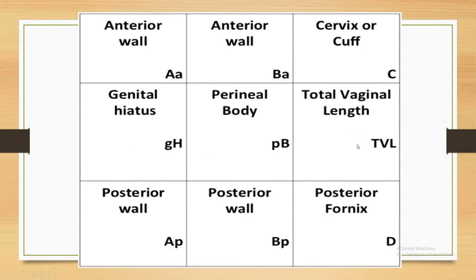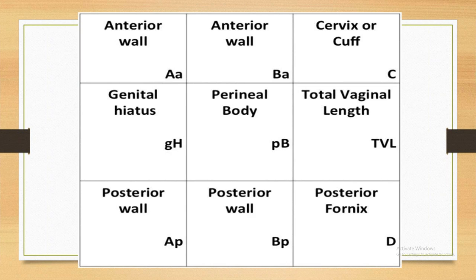These things we are doing in reduced prolapse, and these 6 points, that is AA, BA, C, AP, BP, and D, we are doing with maximum strain prolapse. So these 3 things with reduced prolapse, these 6 points with maximum prolapse. Am I clear till now? Any doubt regarding these 9 points?